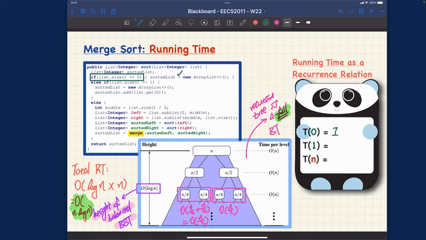And what about the second case? Let me use a different color here. It's the else-if where the size is equal to 1. In that case, we're still going to do some simple assignments and also add an element to the end of the array list, which we can assume takes a constant amount of time, which is efficient. Right? So that will be 1 over here.